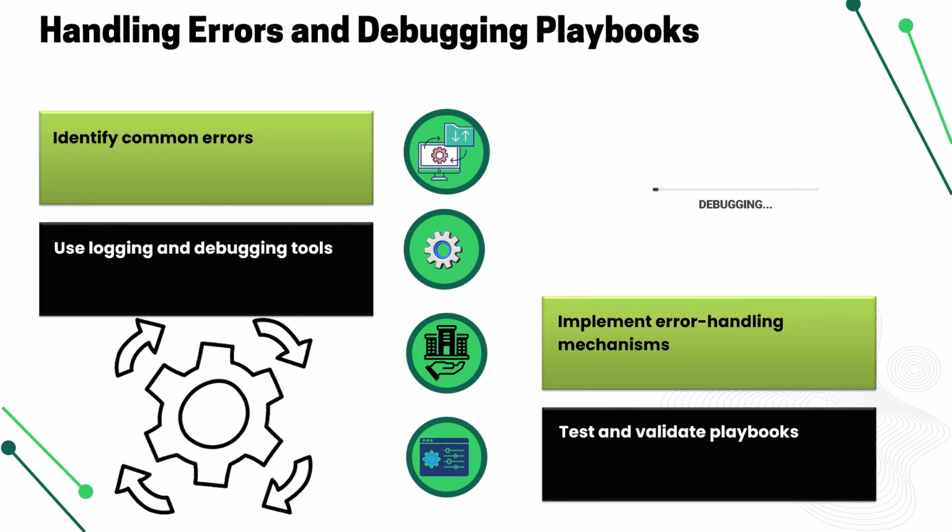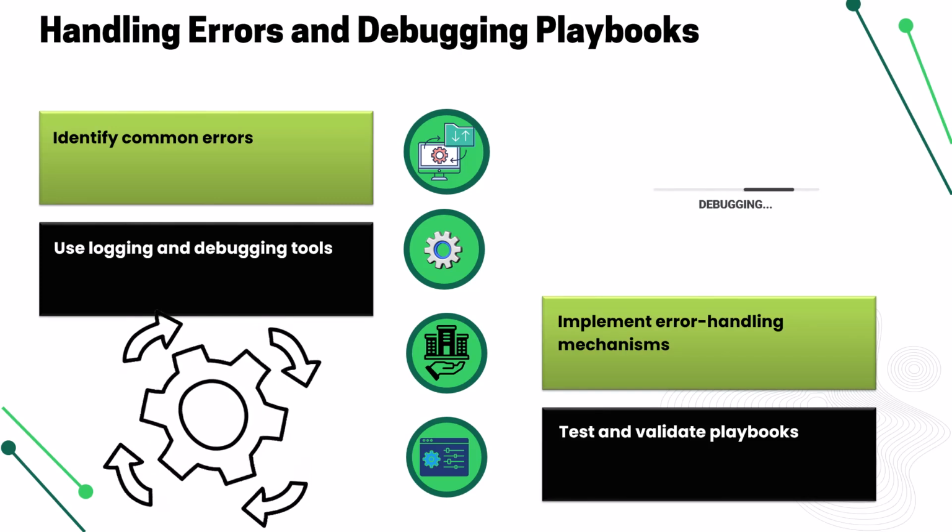Errors happen, it's part of life, like forgetting your coffee on the roof of your car. The key is knowing what to look for. Logs and debugging tools are our detectives. Error handling mechanisms ensure smooth recovery. And of course, we always test playbooks first, so surprises don't catch us off guard.